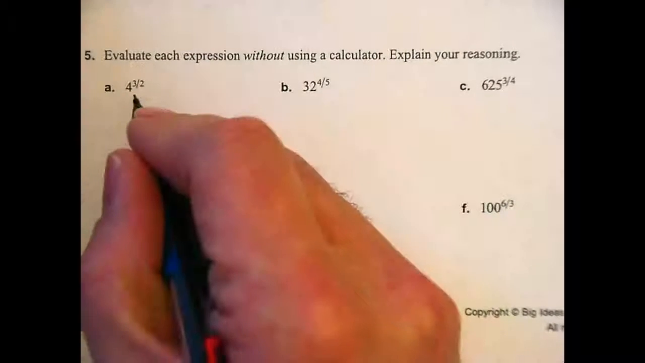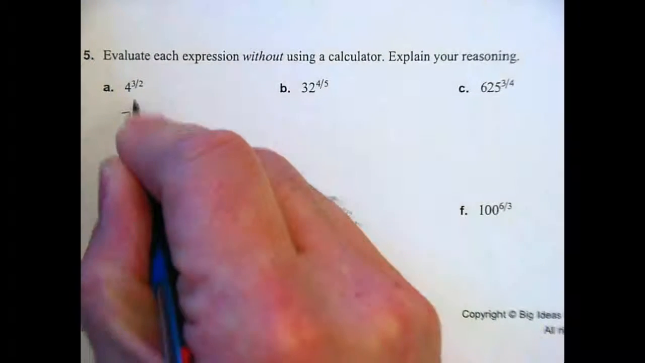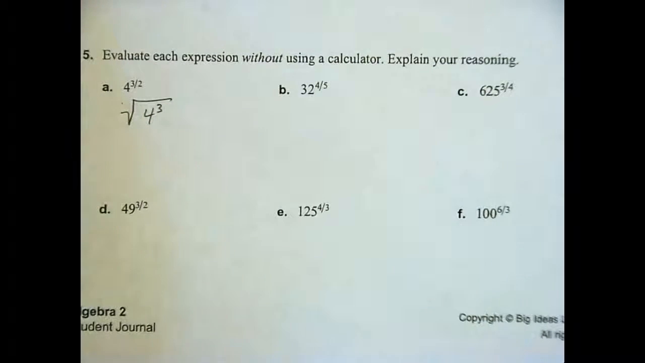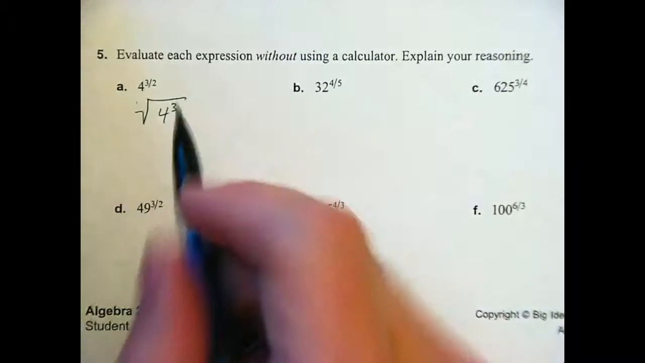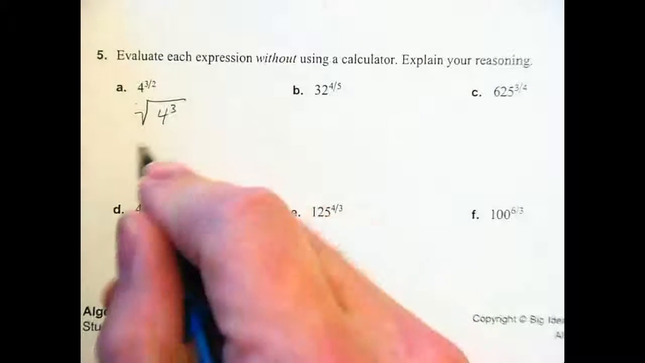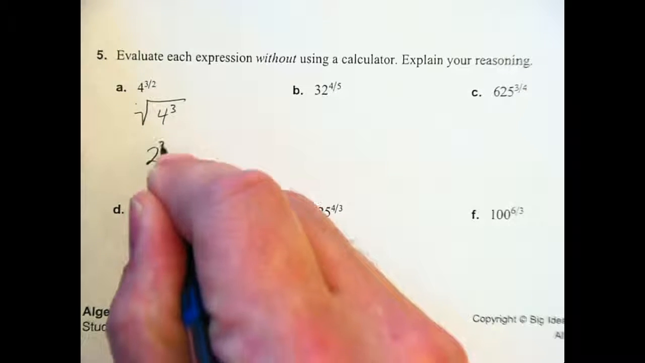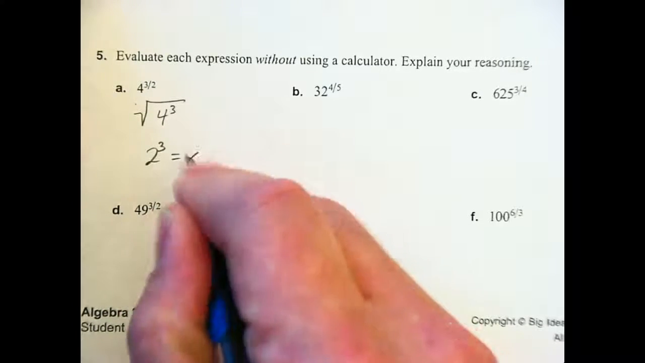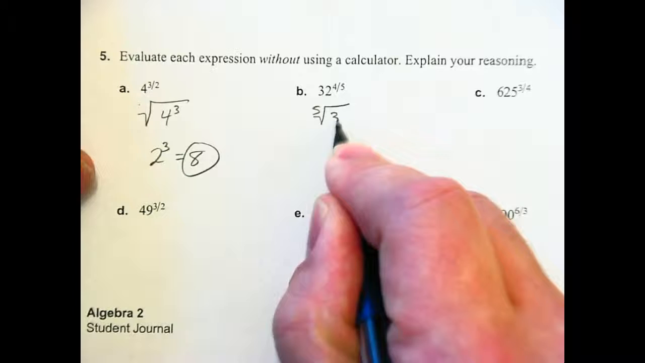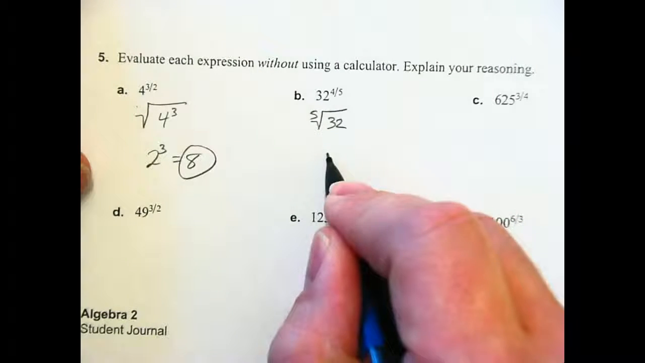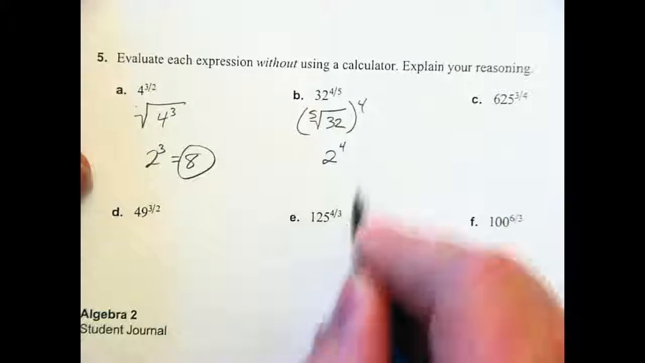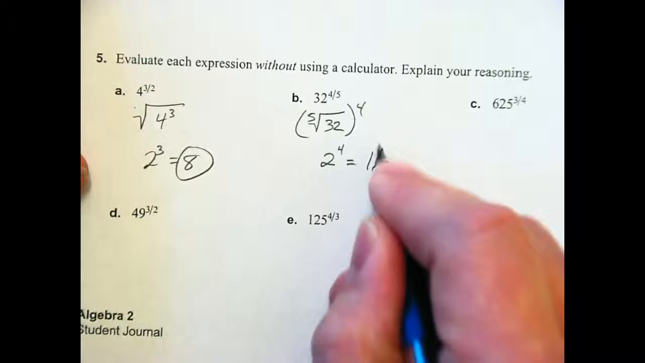Letter A. So this is saying the square root of 4 to the third. What's easier, the square root of 4 or the 4 to the third? Square root of 4. Square root of 4 is 2. So we have 2 cubed now, which is 8. Okay, we could take the 5th root of 32, which is 2, and then raise it to the 4th power, which is 16.